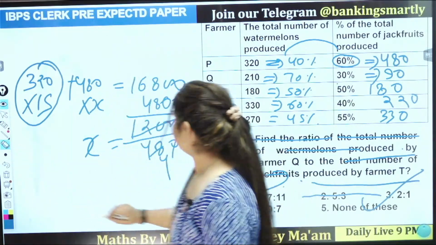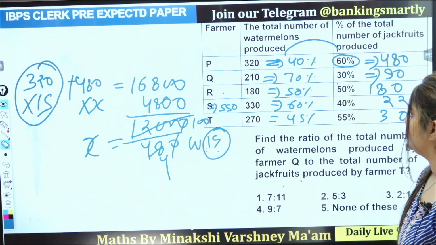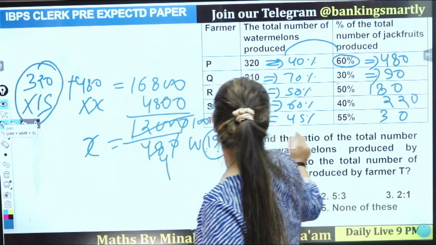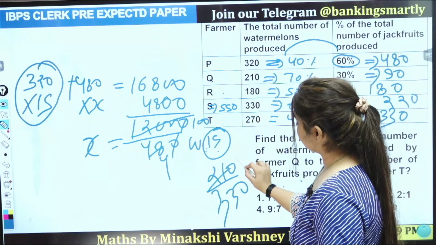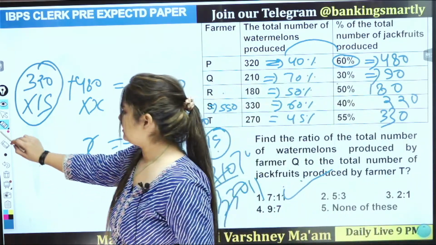This is our last question, and after that we are moving to the caselet. Find the ratio of the total number of watermelon produced by farmer Q to the jackfruit by Q. This one is 210 and the jackfruit is 330, so 210 upon 330. That means 7 is to 11. Option A is correct. There is nothing to do.